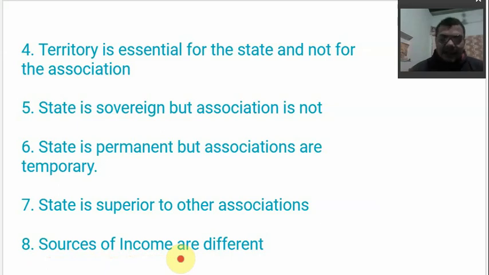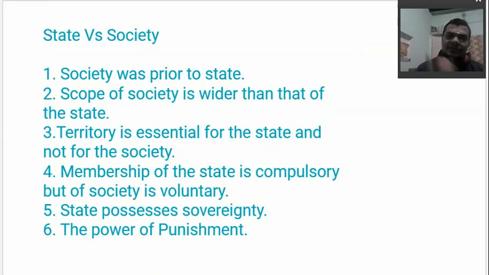But no association can impose taxes. The only way associations earn money is by voluntary donations. So that is a big difference between the sources of income of state and association. So I think this should be clear by now that associations and states do very different things. That takes us to our next point, that is state versus society. How is state different than society?